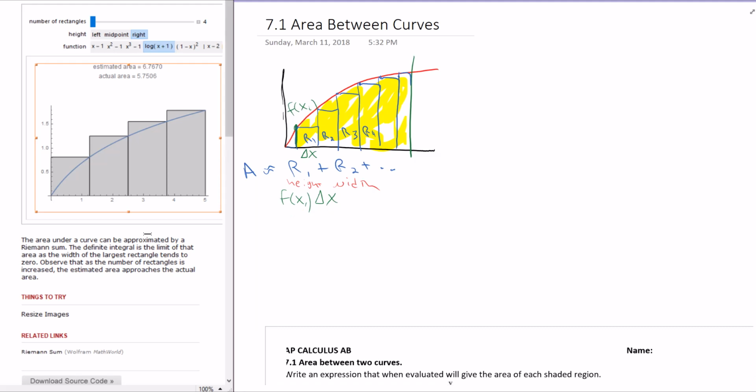And you can kind of see over here on the left we have a demonstration of that, except we'd use the left endpoints like that. And you can see it's a pretty bad estimate.